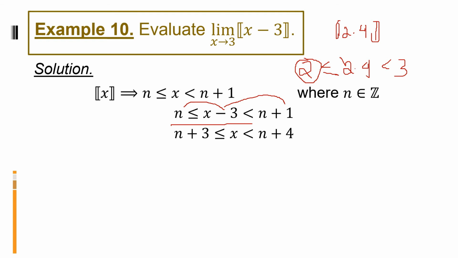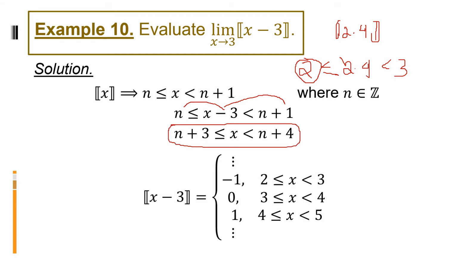Using this inequality now, we will write the piecewise function defining the greatest integer x minus 3. So that is, marami yan. Negative 1 whenever x is greater than or equal to 2 but less than 3. 0 whenever x is greater than or equal to 3 but less than 4. And 1 whenever x is greater than or equal to 4 but less than 5. At marami pang kasunod yan.